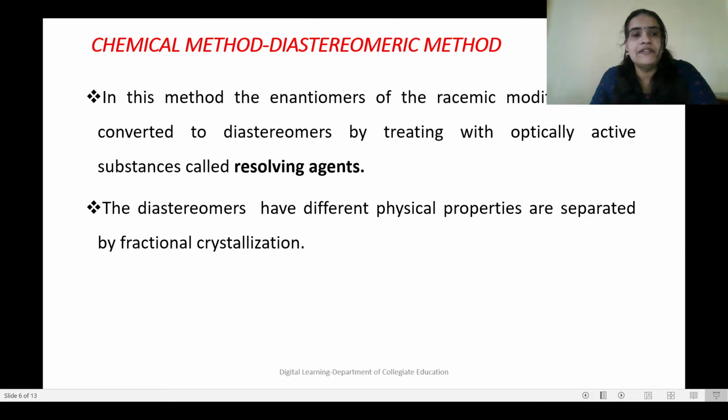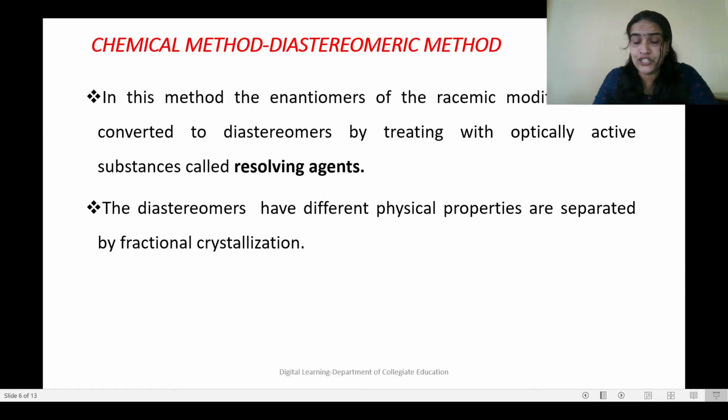The third method is the chemical method, or the diastereomeric method. In this method, the enantiomers of the racemic modification are converted to diastereomers by treating with optically active substances called resolving agents. Here, the racemic mixture is converted to diastereomers by treating with an optically active substance called a resolving agent. The diastereomers have different physical properties and they are separated by fractional crystallization.